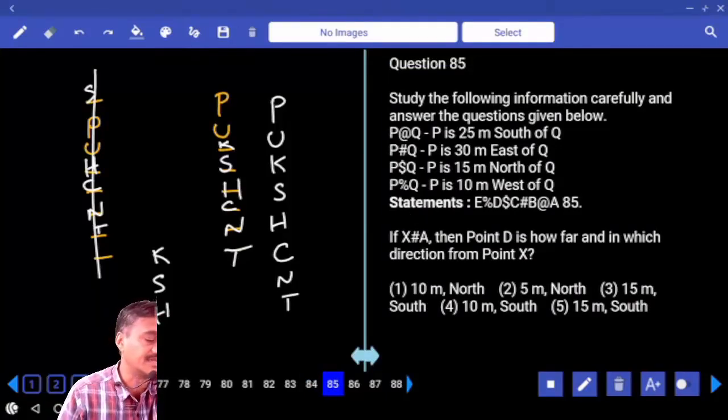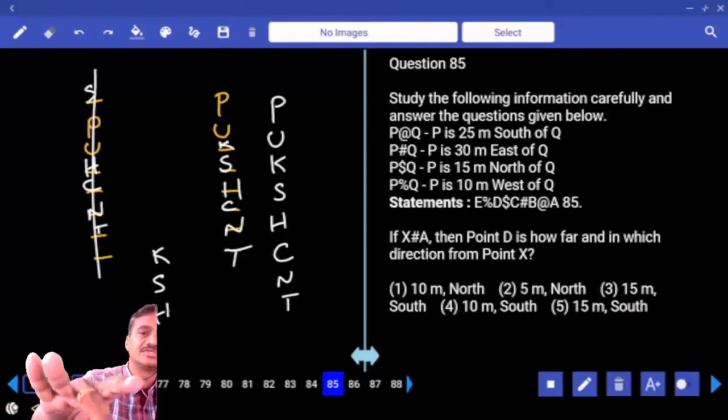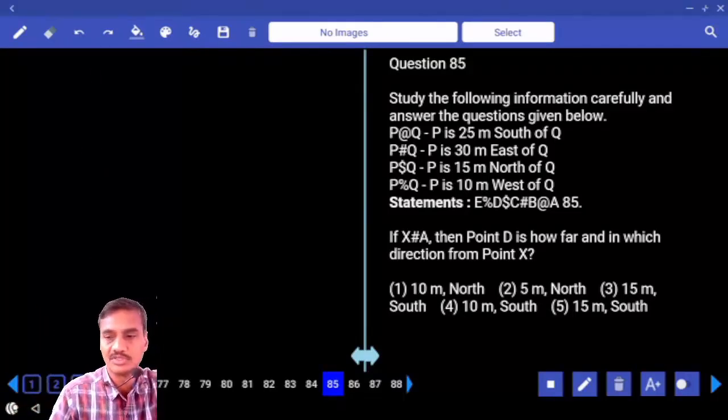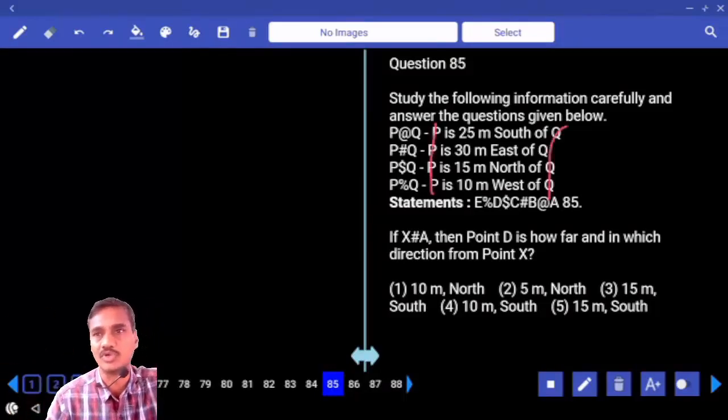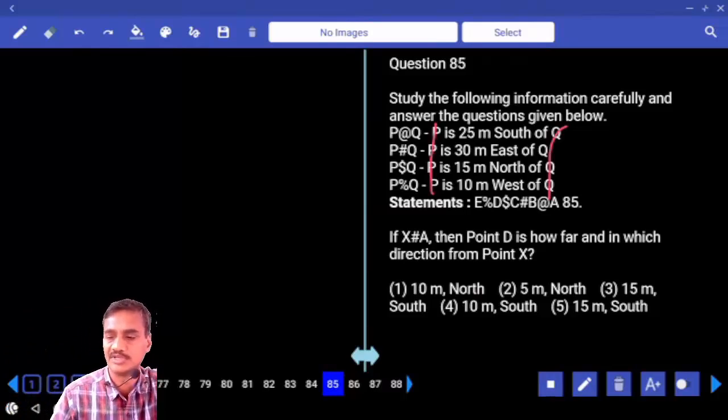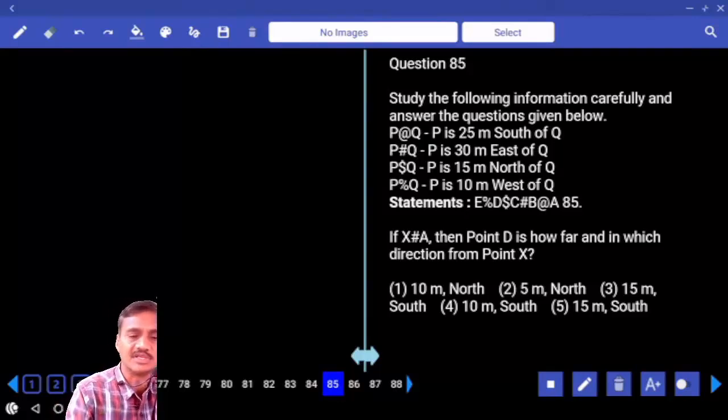85 to 88, 87. Now these are based on coded directions. In this one, at the rate of means P. We are talking from P to Q only. The first element is P, the second element is Q. And E percentage D, number as it is given. Percentage stands for what? 10 meters. And towards which direction? West. Hence E is 10 meters to the west of D.